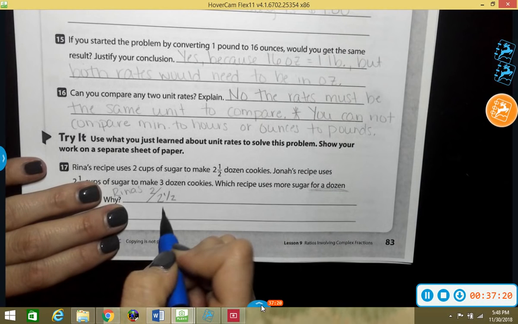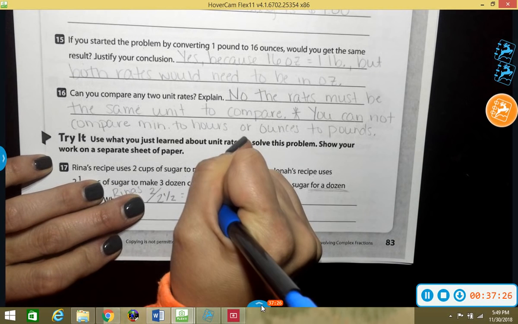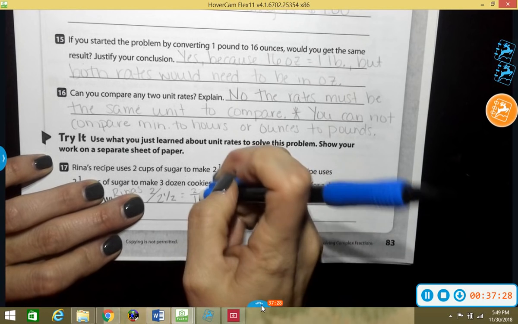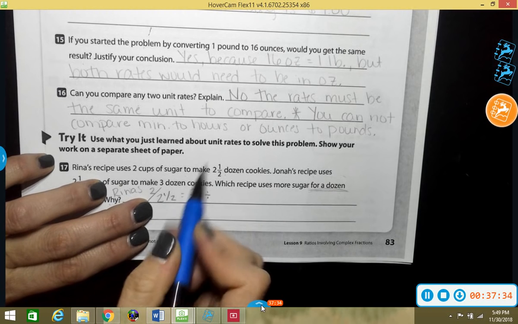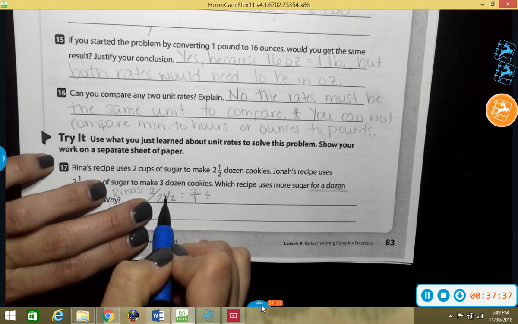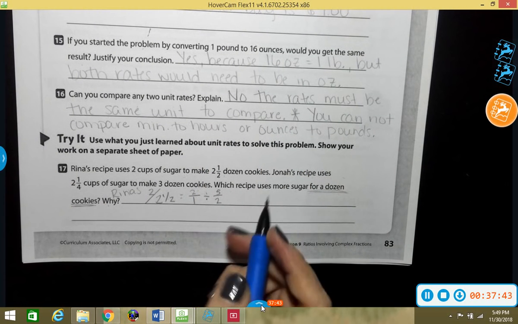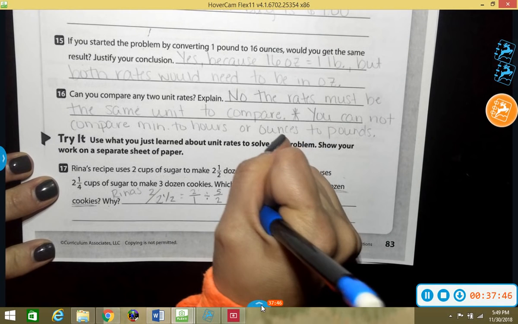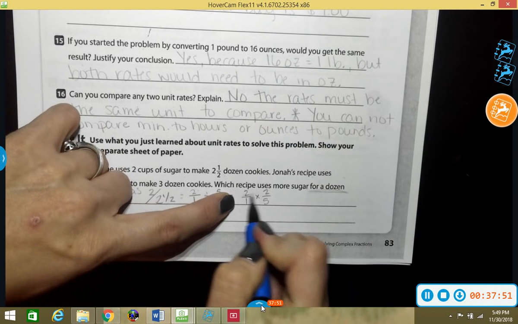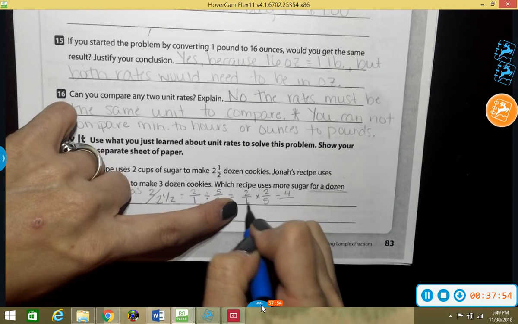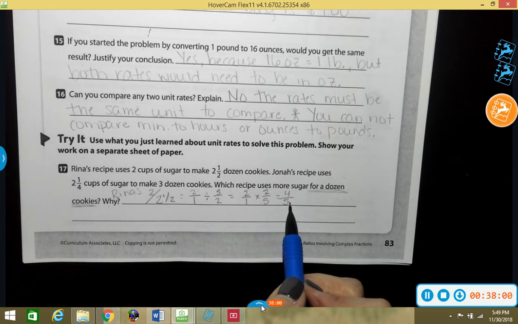And so this is a complex fraction. Again, we have to change it to 2/1 divided by, and then make this mixed number into an improper fraction. 2 times 2 is 4, plus 1 is 5. So 5/2. To actually solve the problem, you have to multiply by the reciprocal. So 2/1 times, instead of 5/2, you're going to put 2/5. 2 times 2 is 4, and 1 times 5 is 5. So Rena's would be 4/5.